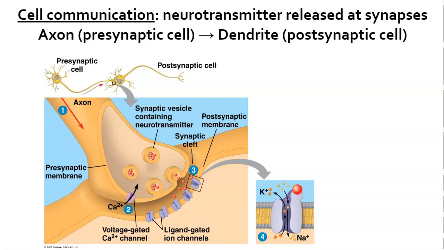Neurotransmitters are released at synapses. As I mentioned, they are in vesicles, and those vesicles get released at the membrane of the presynaptic cell, and then they travel across to receptors. They act as ligands to receptors on the receiving or postsynaptic membrane, which can then trigger that action potential in the next neuron.